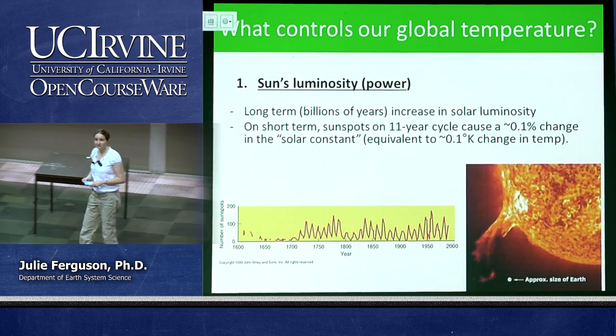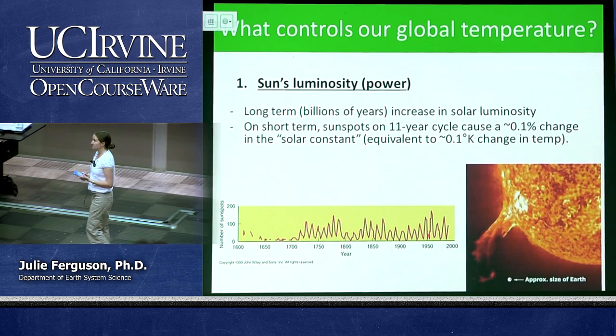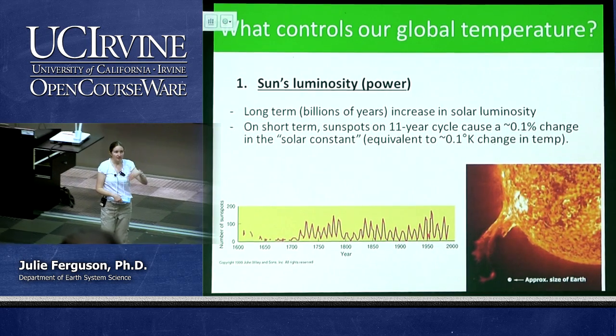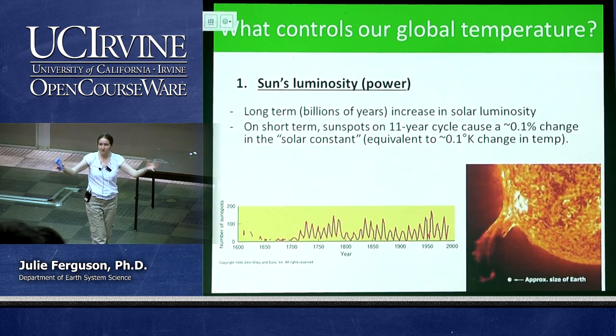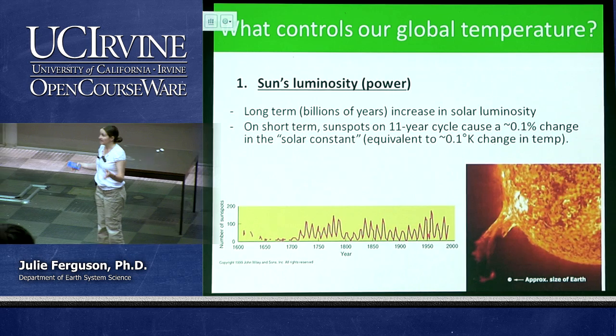So our first factor, which is basically a repeat of Tuesday, is the solar luminosity. I just gave you a value for the solar luminosity, which is 3.865 times 10 to the 26 watts. And I said, that's our solar luminosity. And that is absolutely our solar luminosity today.